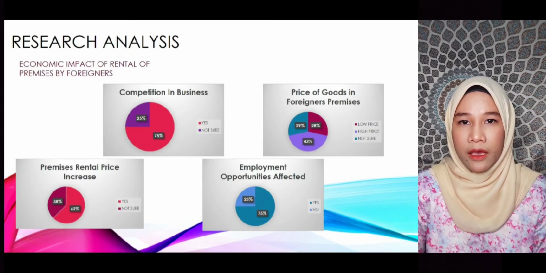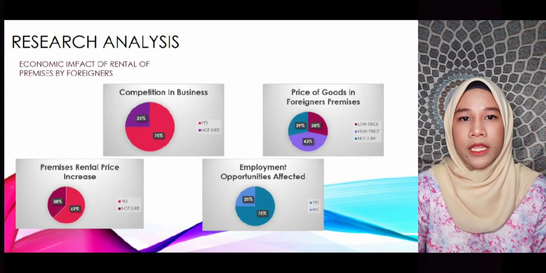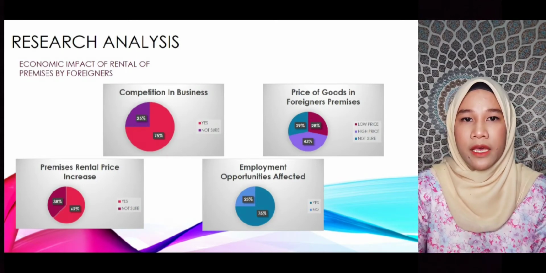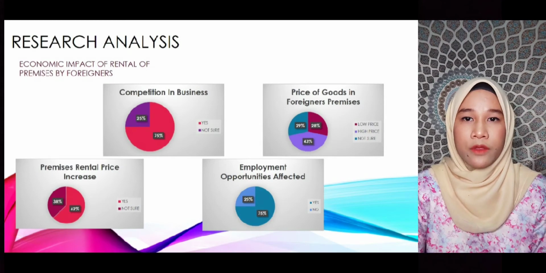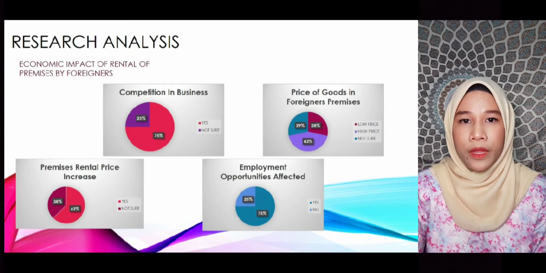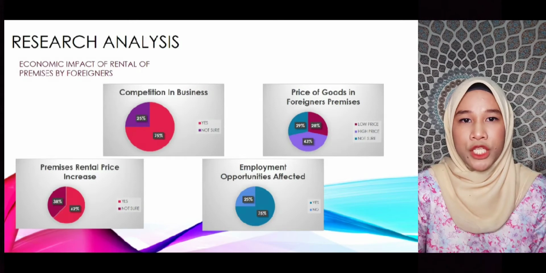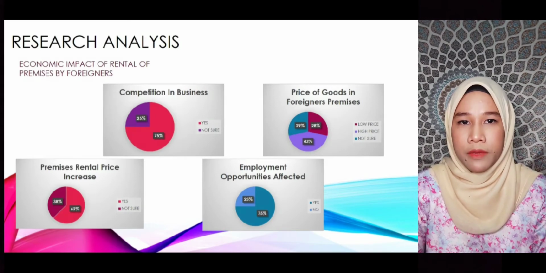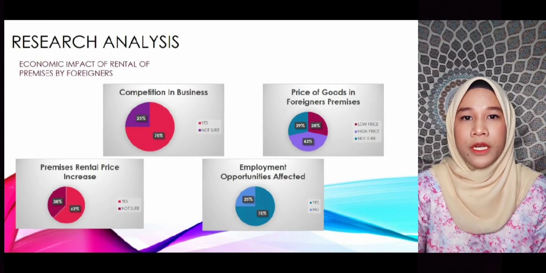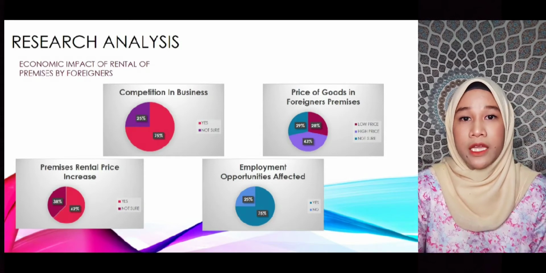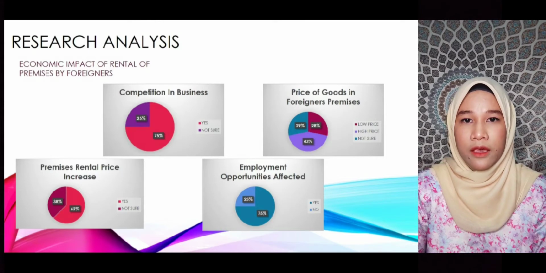The second effect is competition in business between local trade and foreign trade. As many as 75% agree and 25% were unsure. This is because local traders have to compete with foreigners in various fields, such as competition in obtaining premises to rent, competition in obtaining customers, competition in obtaining merchandise, and so on. As the competition intensifies, the income of local traders will also be affected.